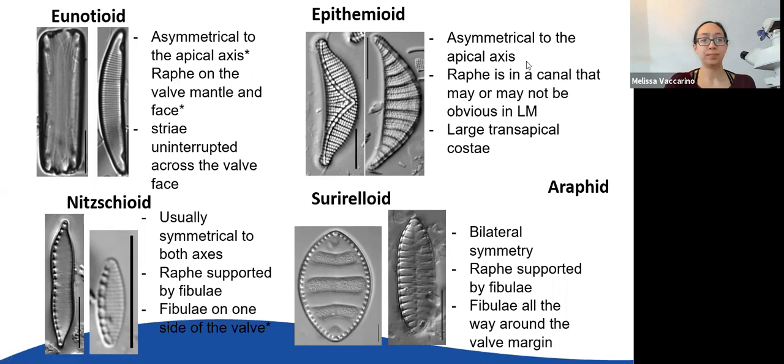The nitzschioids are usually symmetrical to both axes, and the raphe is supported by fibulae. So the raphe is on the side, and these silica bars are the fibulae. And so you would see fibulae on both valves, only coming on one side of each valve, usually. In the surirelloids, they have bilateral symmetry, and their raphe is supported by fibulae all the way around the valve margin. So you can see these short fibulae and the raphes around the entire valve margin.